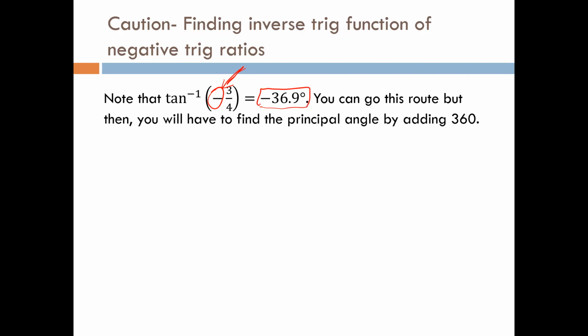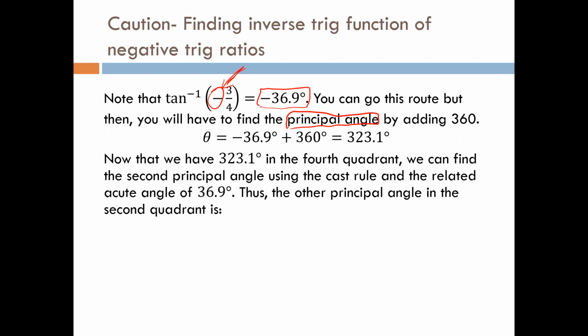Now, this isn't really going to help you because you'll look at that and say, this is great, but I actually want to find the principal angle, from 0 to 360 degrees. So you could have found the principal angle by simply adding 360 degrees, and that gives you an angle of 323.1. So one of your angles is 323.1, and we use the CAST rule. We know that 323.1 degrees is right here.